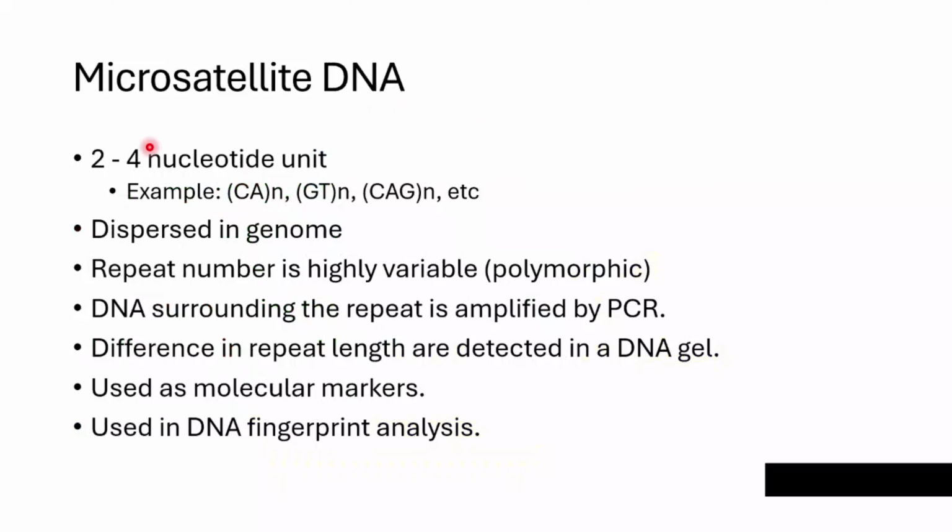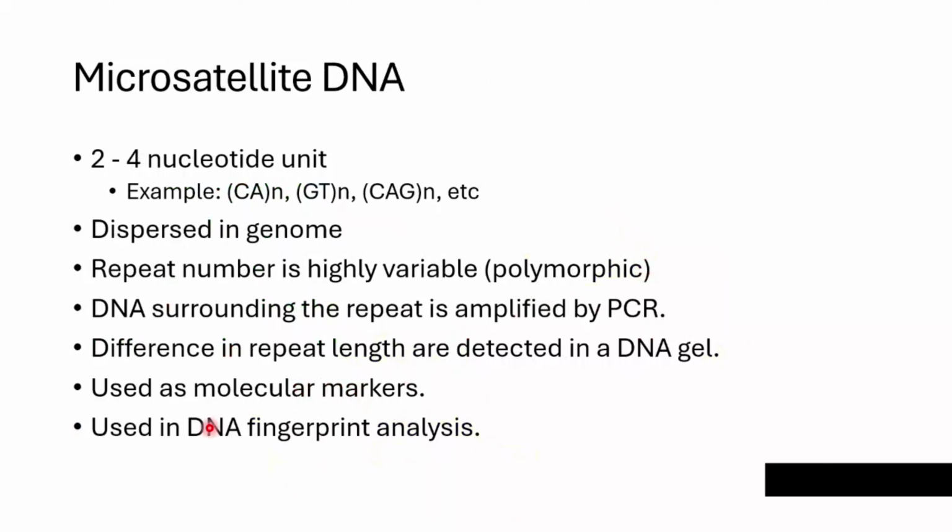So the microsatellites are 2 to 4 nucleotide units. For example, here, you have cytosine and adenine, and then just repeated, etc. So there are different combinations. They are dispersed in the genome, highly variable depending on the person you're dealing with, but also depending on the chromosomes themselves. The DNA that's surrounding the repeat can be amplified by PCR, and this is important for producing these gels. And they are used as molecular markers. As I just explained, these markers are important to determine positioning against other genes. And then they're used a lot in DNA fingerprint analysis.